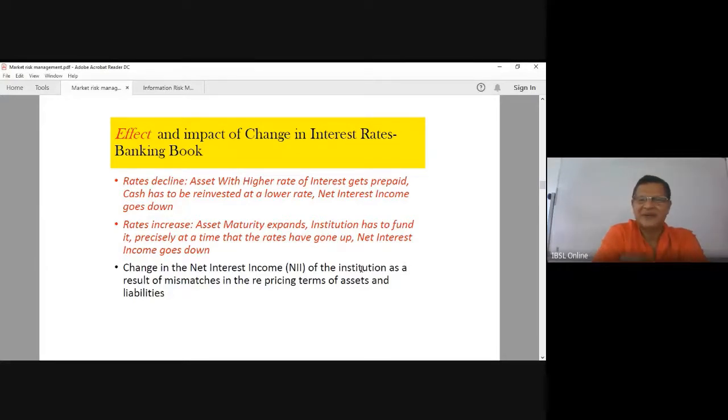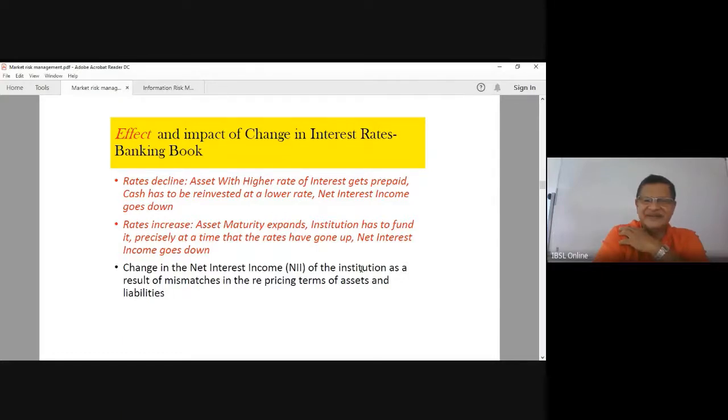Because if you have predicted a high rate of loan to be repaid over, say, a duration of 5 years, you have predicted a certain amount of interest over these 5 years. If this asset gets repaid and the money comes and you have put it into central bank treasury bills or bonds, which will carry low interest, net interest income will go down. So when rates decline, in your banking book there can be an interest rate risk.